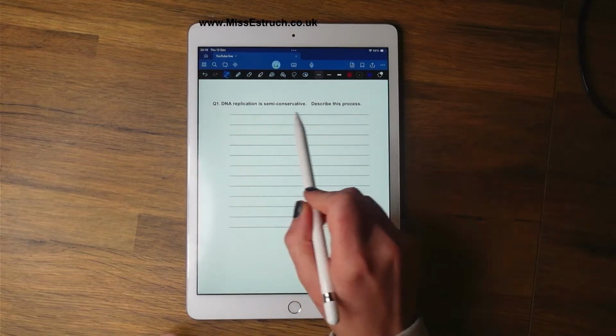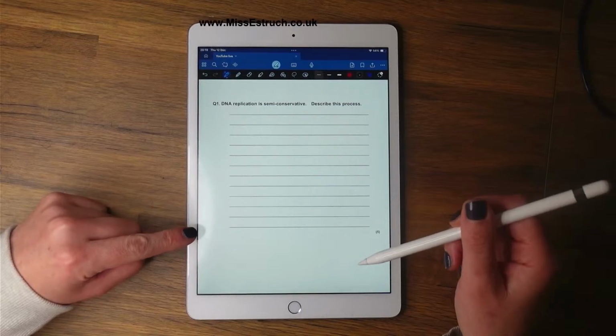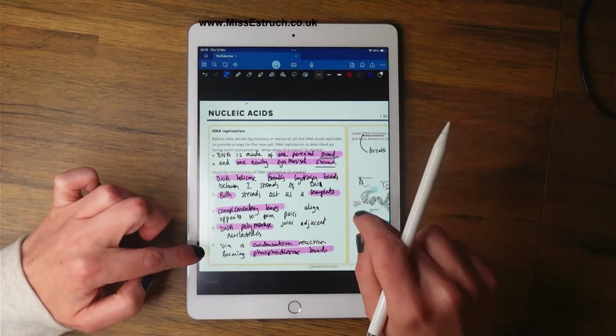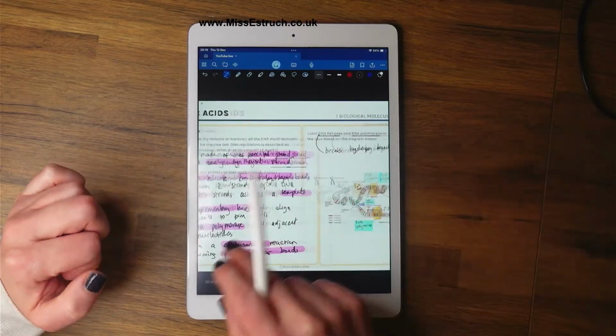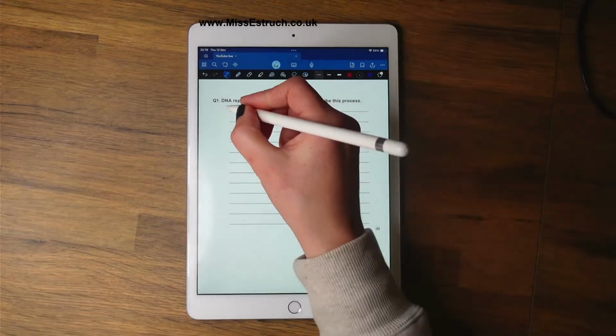So DNA replication is semi-conservative. Describe this process. This time it's a 5-mark question though. In the active recall workbook, we did do 5. 1, 2, 3, 4, 5. Oh, cool. We already did 5. So let's just think, what do we say the key marking points were?